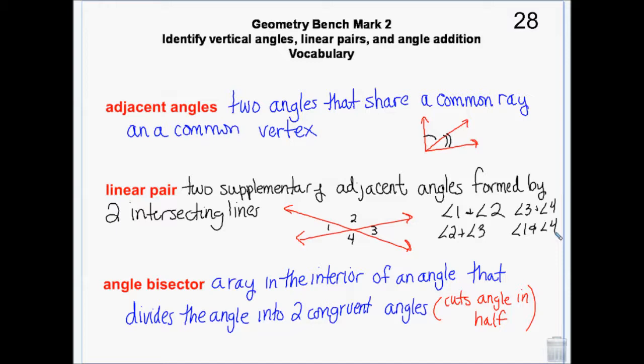And then an angle bisector is a ray in the inside of an angle that divides the angle into two congruent angles. That just means it cuts the angle in half. So if I have some angle, any angle, and I take a ray and I cut that angle in half, this angle is the same size as this angle, then that's a bisector.